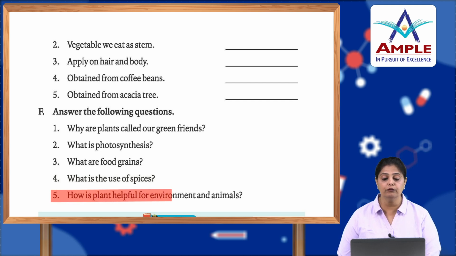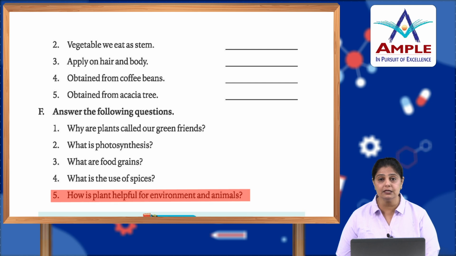How is plant helpful for environment and animals? We living organisms are all interdependent on each other. Plants are eaten by animals and humans also. At the same time, through plants, the rain increases. The area where there are more trees, the rain increases. At the same time, trees give shelter to the animals also.